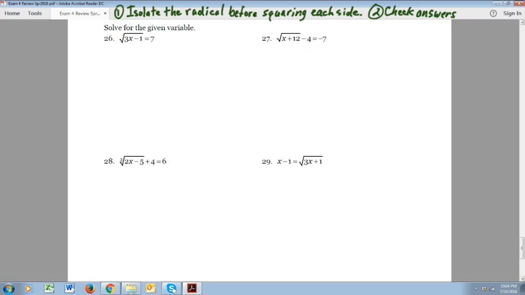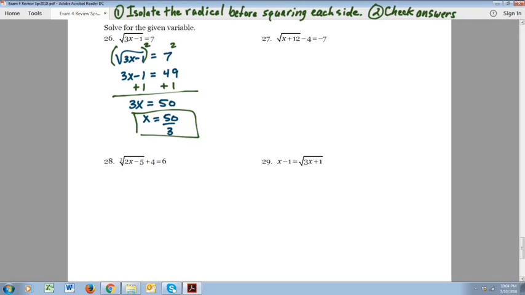On number 26, the radical is already isolated. Let's go ahead and square both sides. So the easy part is on the left. We get 3x minus 1. Actually, either side here is not too bad. Of course, 7 squared is 49. So this is now a two-step equation. We'll add 1 to both sides. We get 3x equals 50. And then divide by 3.